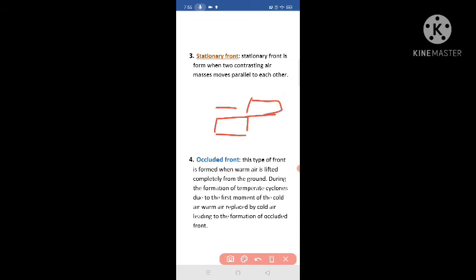They move parallel to each other; there will be no occupying of one another's territory. So the front formed will stay here only, there will be no replacement. It will also bring some precipitation as the cold air moves up. So the stationary front also brings some precipitation.